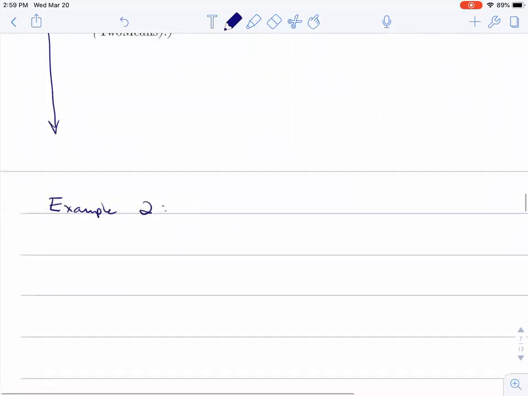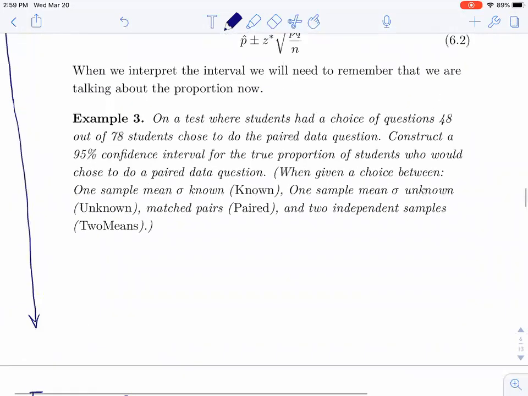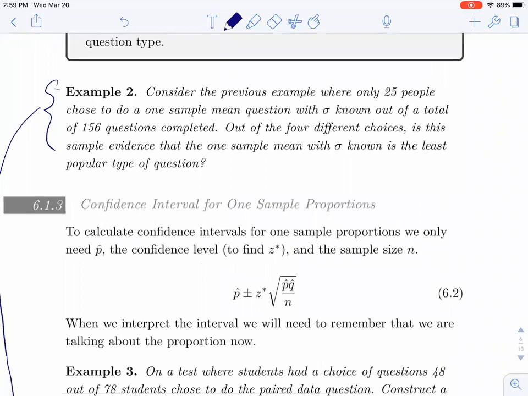Example 2. Example 2 is very similar. Consider the previous example where only 25 people chose to do a one sample mean question with sigma known out of a total of 156 questions completed. So out of the 4 different choices, is this sample evidence that the one sample mean with sigma known is the least popular type of question?